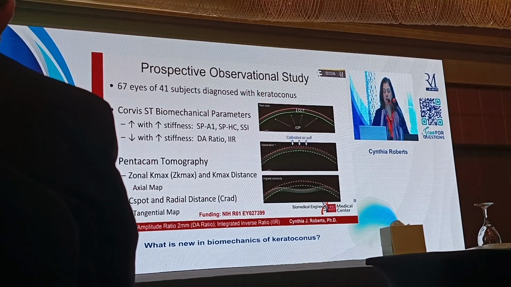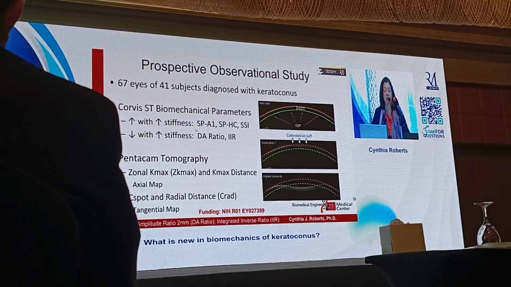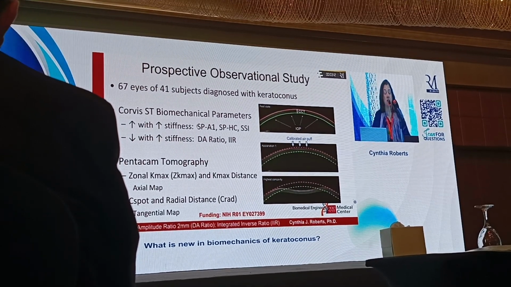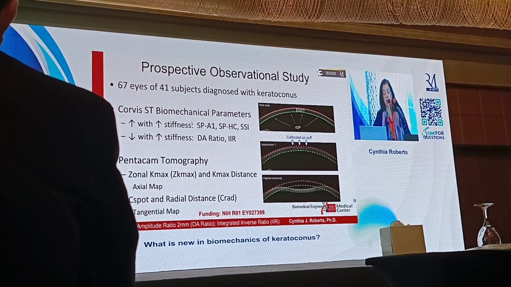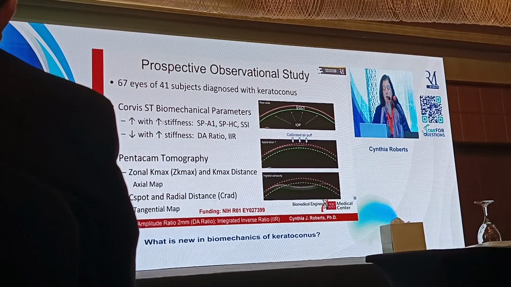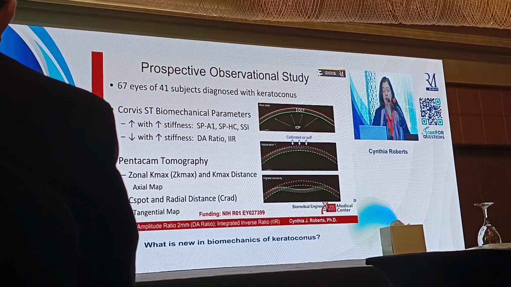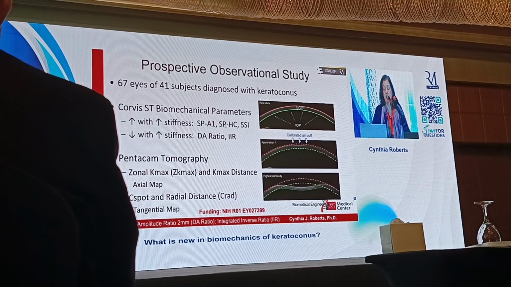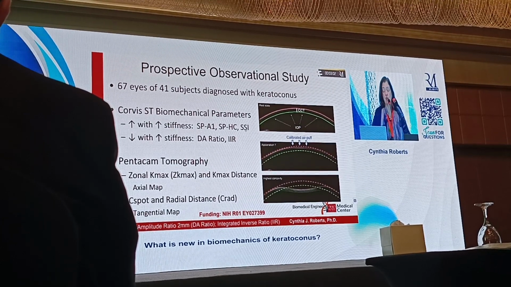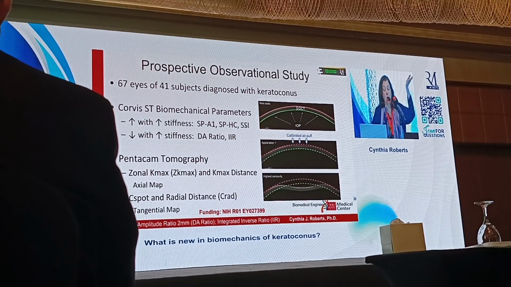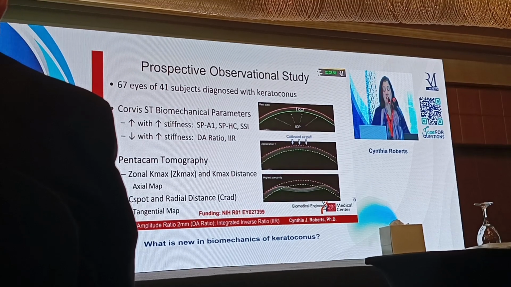We did a prospective observational study with 67 eyes of 41 subjects diagnosed with keratoconus. We used the Corvis, where if you have a stiffness parameter at first applanation and highest concavity and stress-strain index, when those are higher, the stiffness is greater.